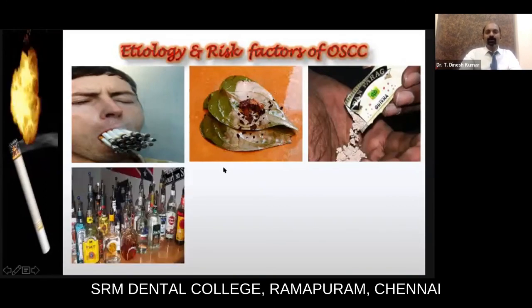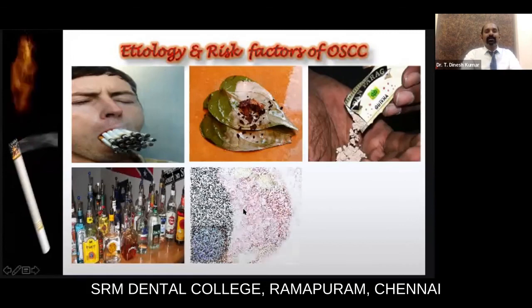Apart from this, you also have alcohol, but the role of alcohol is very debatable. There is no clear evidence that alcohol on its own plays a very important role, but when used in conjunction with tobacco, it has a synergistic effect, where the alcohol can cause easy dissolving of the tobacco products and gain entry into the oral mucosa to produce its carcinogenic effect.